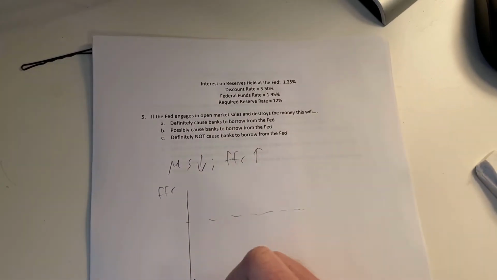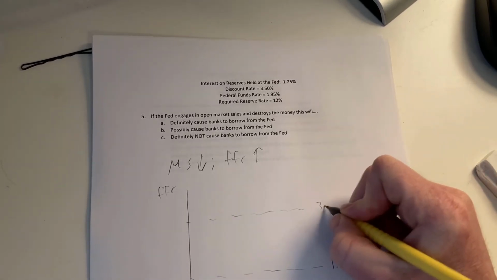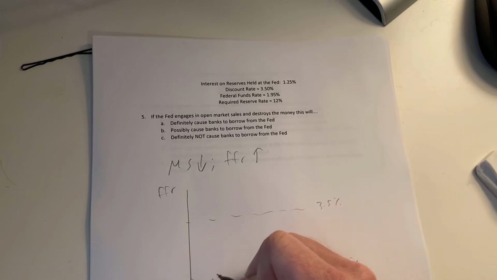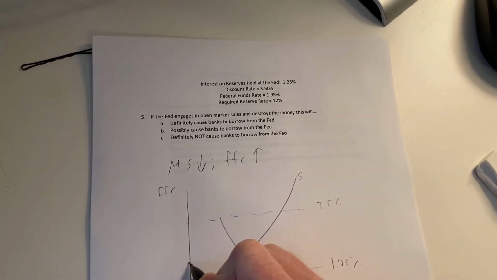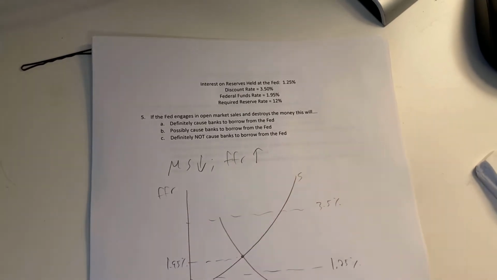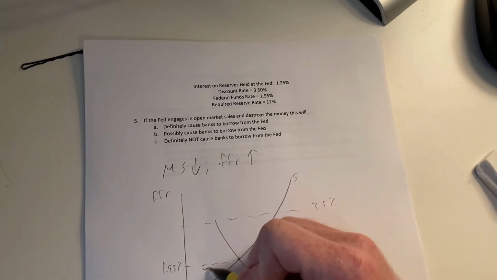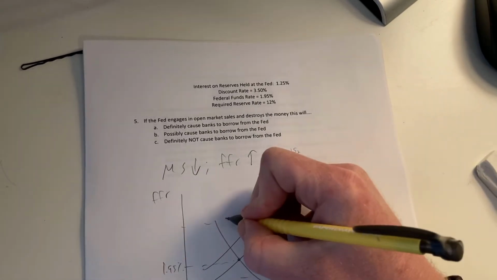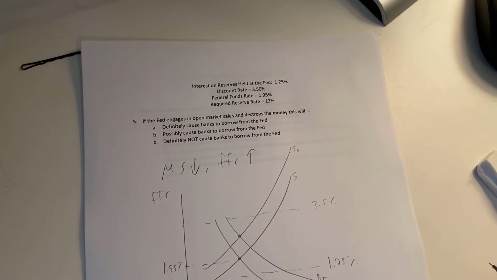So again, this is what it looks like. Okay, so that's our starting point there with that 1.95% federal funds rate. Okay, so this is going to destroy money, all right? Anytime money gets destroyed, that reduces the amount of savings and increases the amount of borrowing. So perhaps savings shifts like that, borrowing shifts like that, and we're left with a higher federal funds rate, okay?